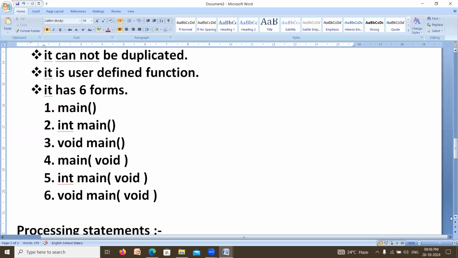Friends, in your home, you have so many tools, no? Grinder, washing machine, so many tools you have. All the tools you purchase and keep in your home. In the same manner, to build an application, we need so many tools. Those tools are already built and kept in some file. That file is called a header file. Just a name, that's it. A file which contains so many tools. By using those tools, you can build your applications very easily. That file is called a header file. Got it?